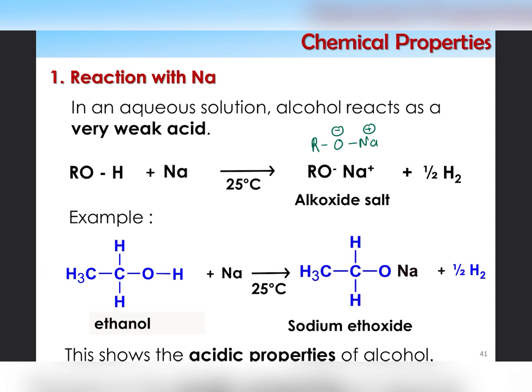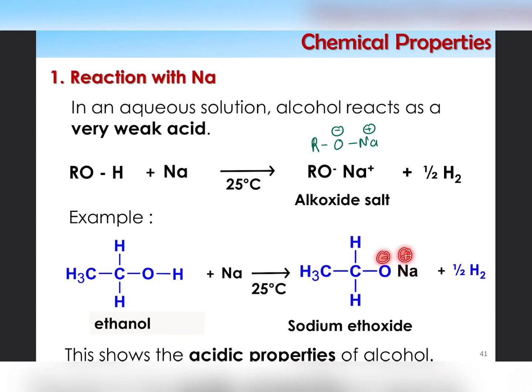Kalau without sodium, dia akan jadi alkoxide ion. And side product dia adalah hydrogen gas. Okay, so let's have a look at example. So you have ethanol react dengan sodium metal at room temperature. So you will get sodium ethoxide. Okay, so you can write dekat atas ni positive, negative.